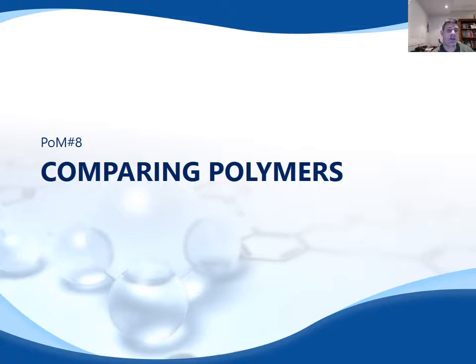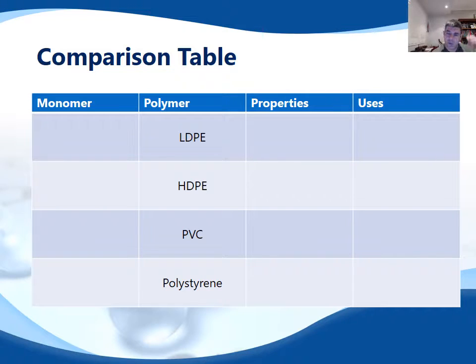In this video we're going to be comparing different polymers. Now this is a big one, and what I suggest you do is to draw up a table like this one, a comparison table with the four main types of polymers that you need to consider. That's low density polyethylene, high density polyethylene, PVC or polyvinyl chloride, and polystyrene.